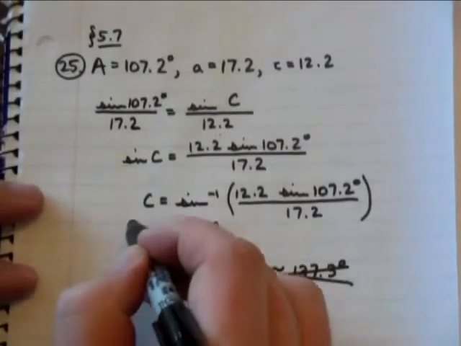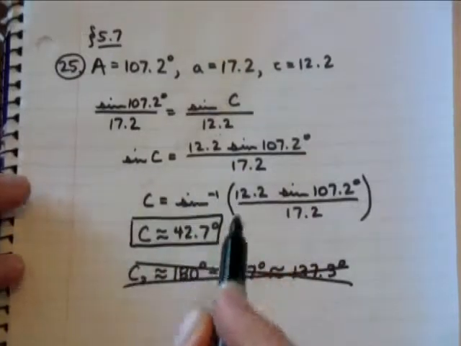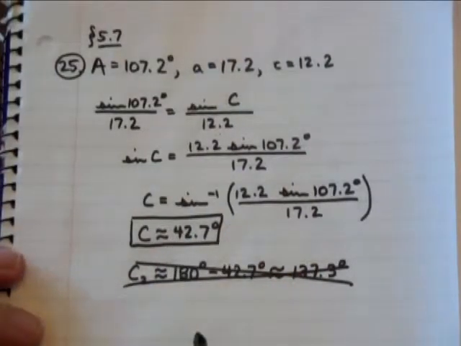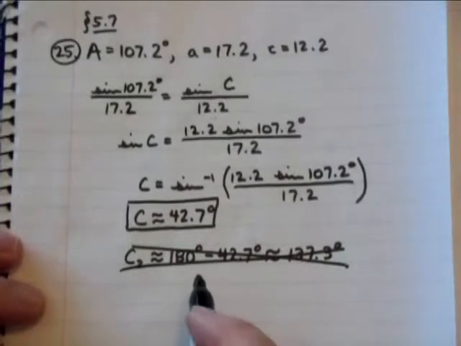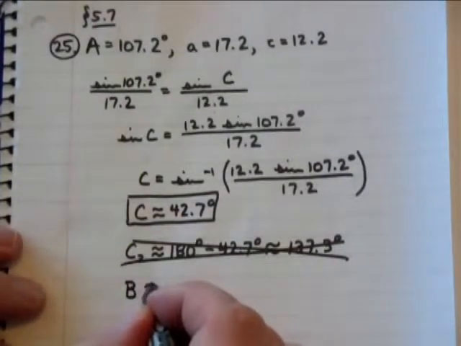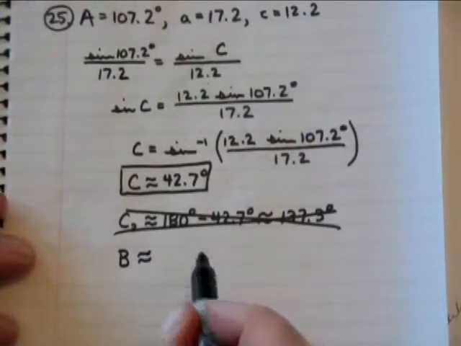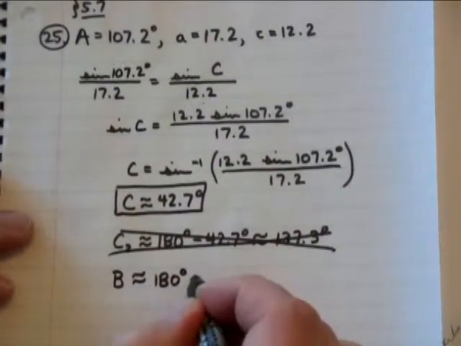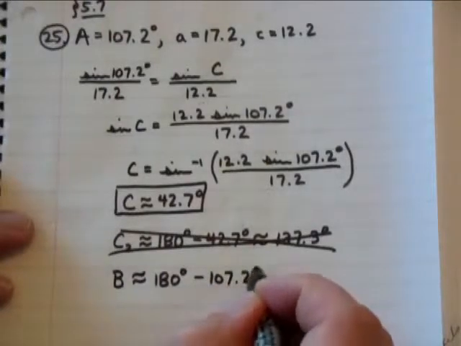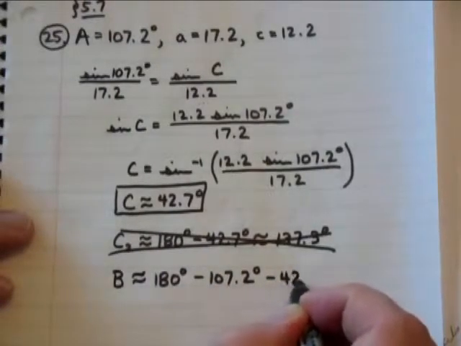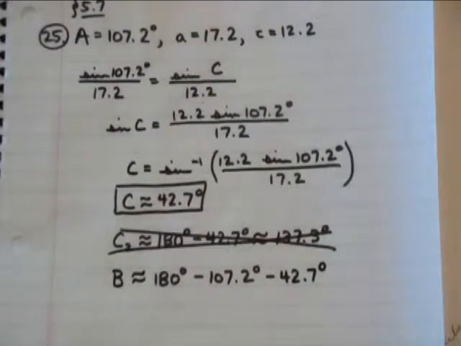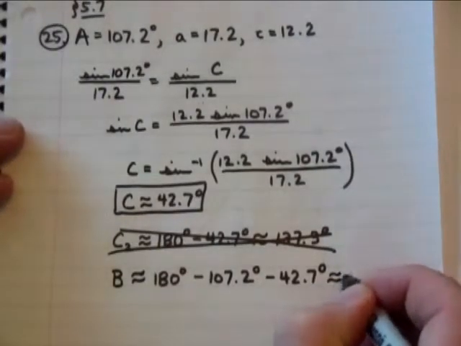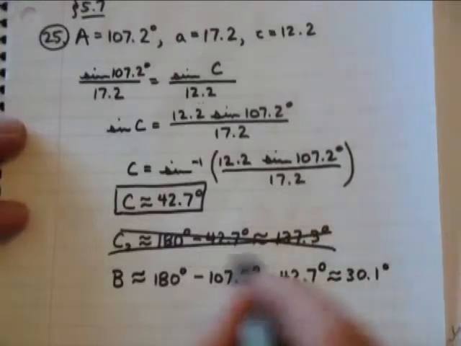So let's go ahead and finish out the rest of the problem. We now know that there's only one solution, and we know that angle C is 42.7 degrees. Well, the next easiest thing to find is angle B. Since we have 2 out of 3 angles, we just need to take 180 degrees minus the 2 angles that we already know. So in this particular case, we find that angle B must be approximately equal to 30.1 degrees.